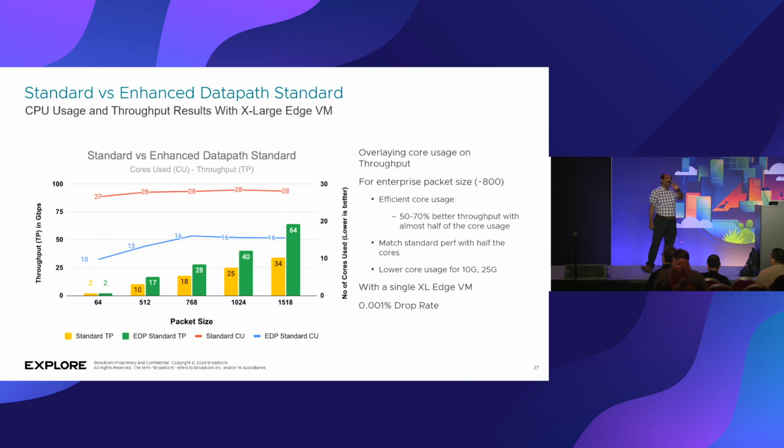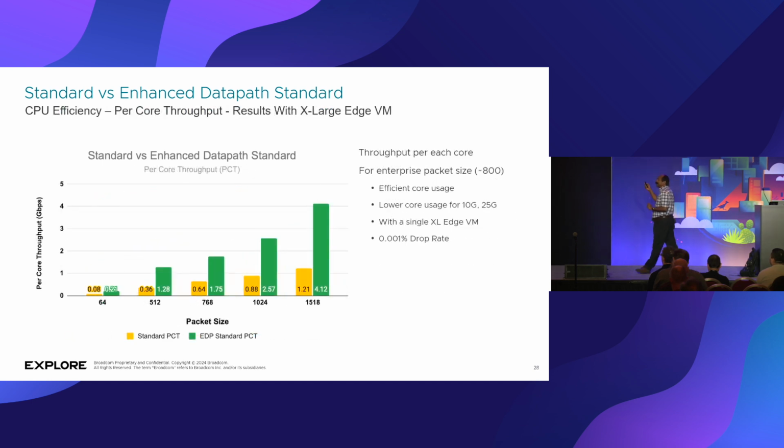CPU utilization. This is another thing that I was talking about in the beginning about how it is optimally used, right? So the blue here is the enhanced data path standard, and the red line on top is the standard data path. You basically are using almost half the cores, but you're doing twice the work. It may not be easy or apparent to see what the difference looks like. The better way to look at it is per CPU, what is the throughput that I'm actually achieving?